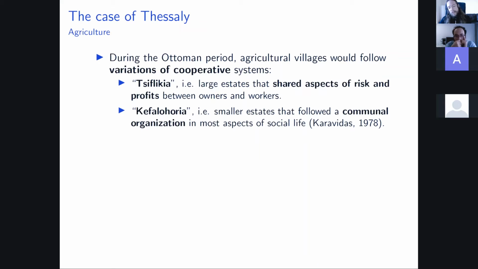And you have, on the other hand, these smaller estates, which were essentially free villages, as you would translate this, kefalochoria, which follow a communal organization in most aspects of social life. So both these estates, in one way or another, would share aspects of risk and profit. So being an owner at this time wasn't as significant as it became after the annexation of 1881.